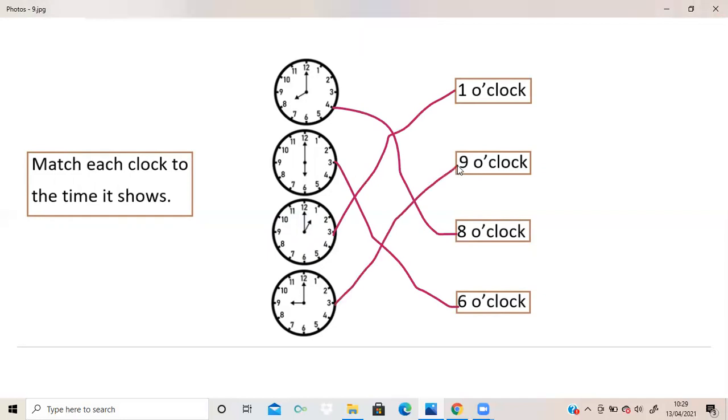So it's very easy. I hope you know how to write o'clock, or if you see the clock face without hour hand and minute hand, and they ask you to draw the picture for a particular time like 9 o'clock, 10 o'clock, whatever, then you need to draw like this.